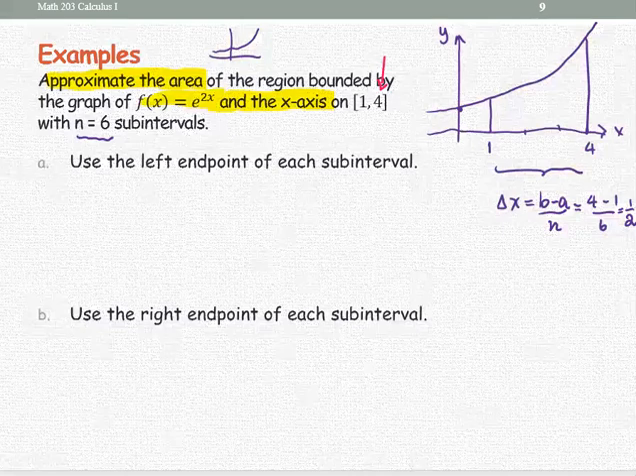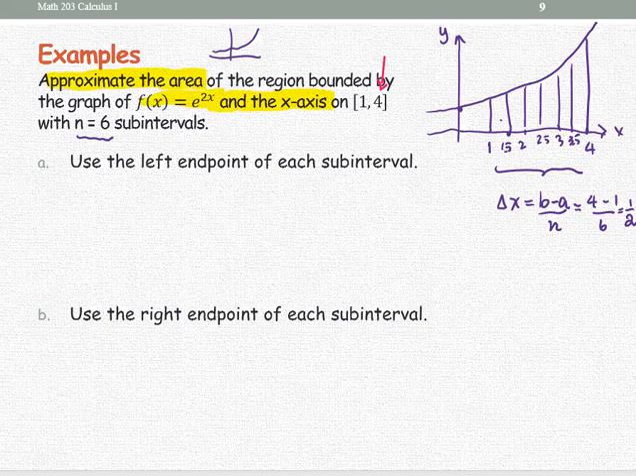We're going to break it into 6 equal subintervals with a width of 1/2. So that means we make the partition 1, 2, 3, 4, 5, 6, six of them. The points are 1.5, and then 2, 2.5, 3, 3.5. Six equal subintervals, and then part A we use the left endpoint and part B we use the right endpoint.